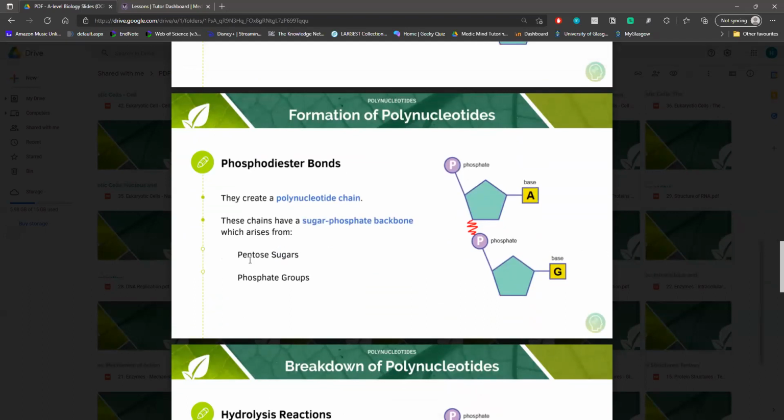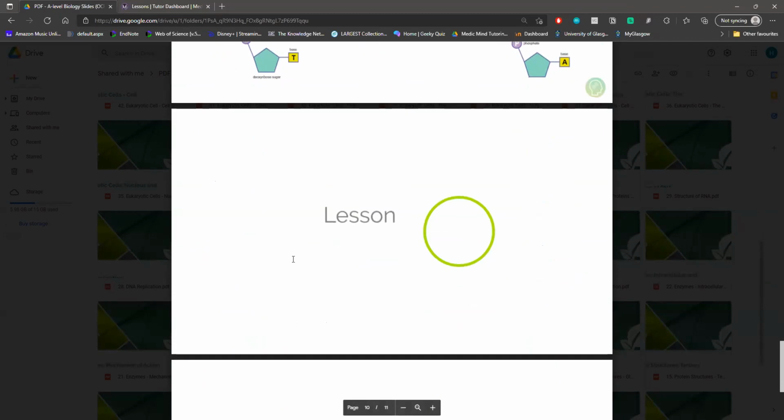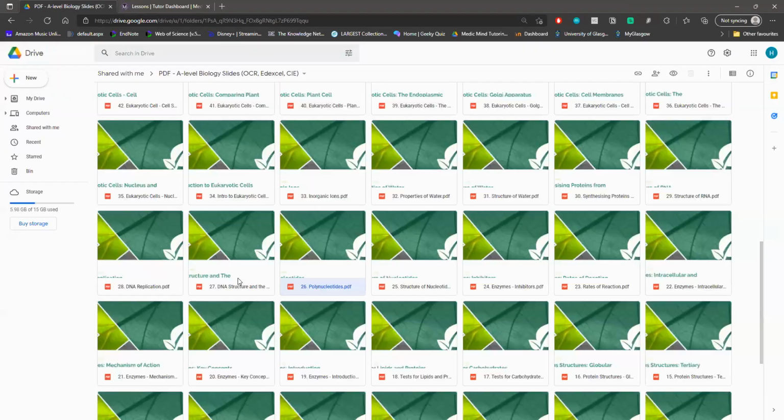These chains have a sugar-phosphate backbone, which arises from pentose sugars and phosphate groups. These phosphodiester bonds can be broken through hydrolysis reactions. This is exactly like when we talked about fats, carbohydrates, and proteins; this is the exact same principle. Yep. Any questions so far?